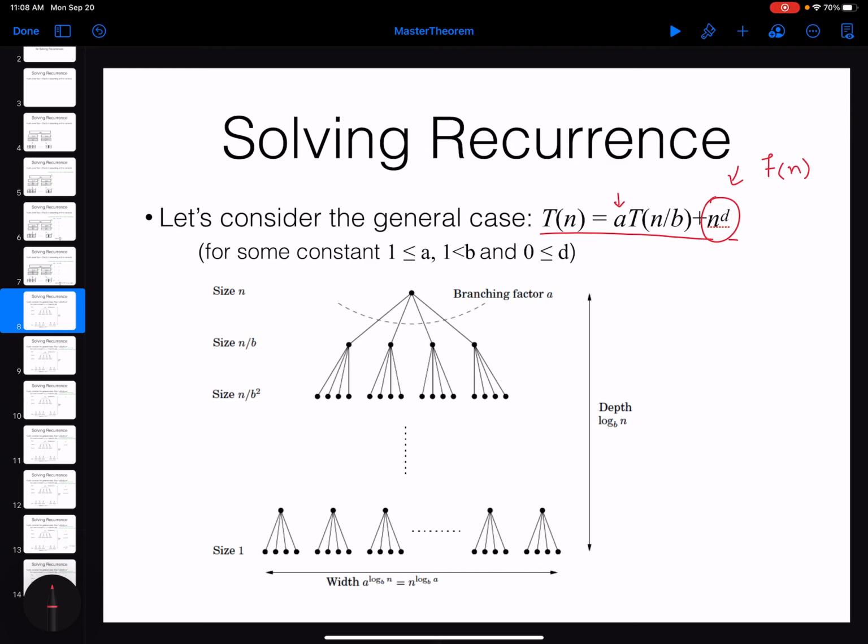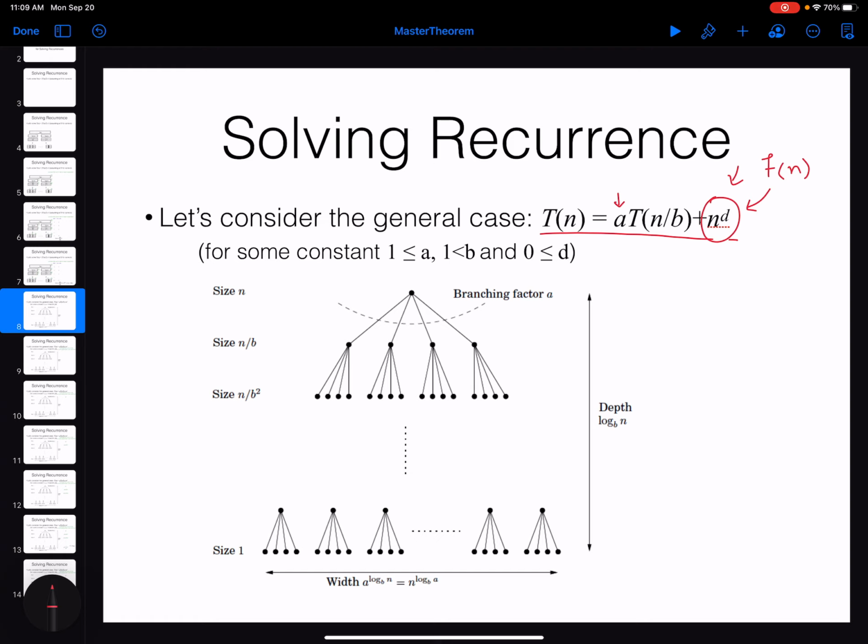So I thought to simplify to this format, where the f of n that you have is going to be n to the power of d. We will see that proving this is going to be much easier, and you will be able to use this proof to solve even some other cases that do not directly fit in the form of the master theorem. So this version is going to be much easier for you to understand and later on to use in practice.